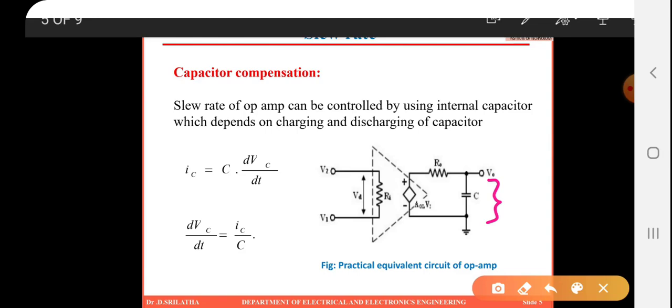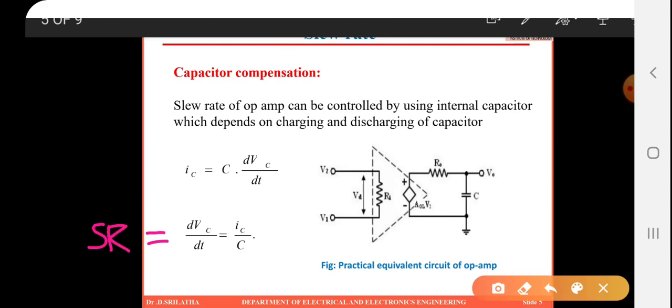So here if you see this capacitor, the current through the capacitor IC is equal to C dVc by dt. As we know, the current flowing through the capacitor depends on the rate of change of voltage. Then we can see the rate of change of voltage dVc by dt is equal to IC by C, where IC is the capacitor current and C is the capacitance value. So here we can say, as per the definition, slew rate is the rate of change of output voltage.